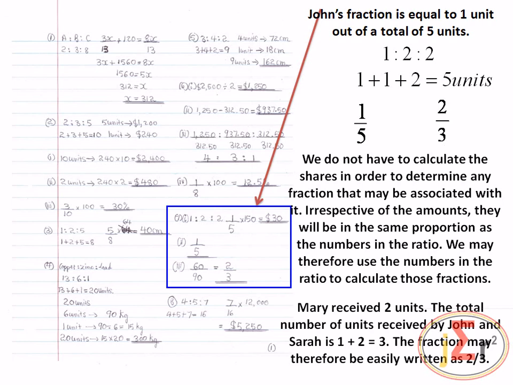We do not have to determine all of the shares and put the result over whatever share. We did not have to go and find the actual monetary value. We need only to make use of the numbers in the fraction because they are in the same proportion as the shares. So we do not have to go there.